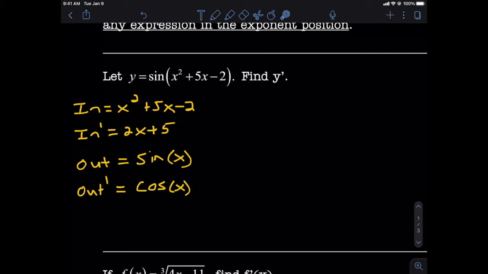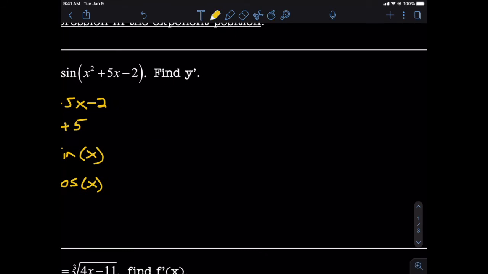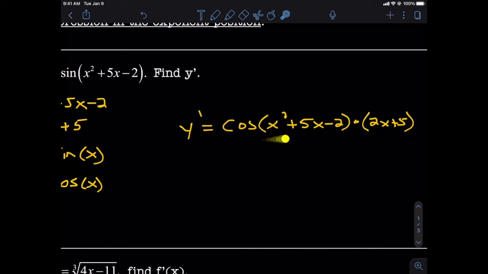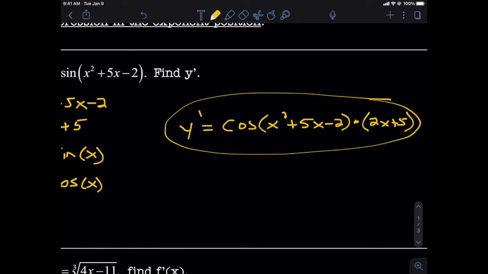The chain rule says y prime is going to be out prime evaluated at the inside function, so we replace x with our in function, and then we multiply the whole thing times in prime. This means that our y prime is going to be cosine, but instead of x, we're replacing it with the inside function x squared plus 5x minus 2, and then multiplying times the derivative of the inside function. We'll put this all in parentheses to make sure that our math is in order, 2x plus 5. Normally, we take a look to see if we can simplify this. There's nothing else that we can really do, so this is our final answer.